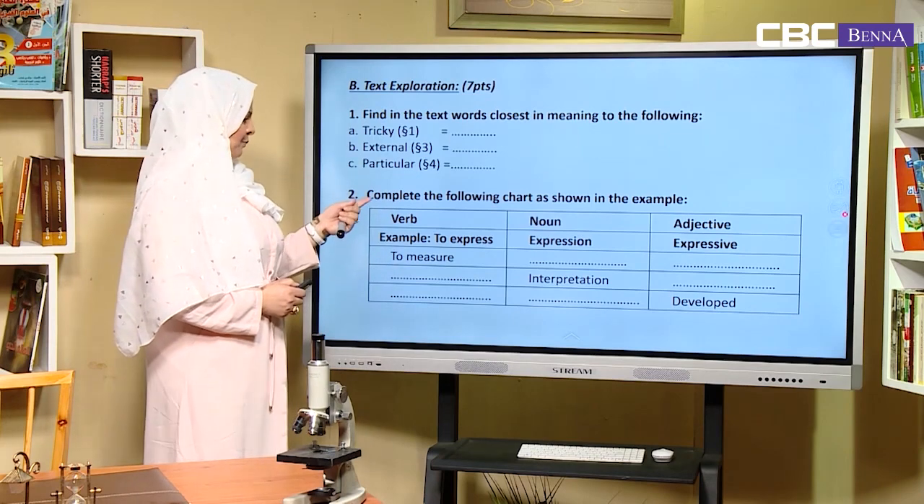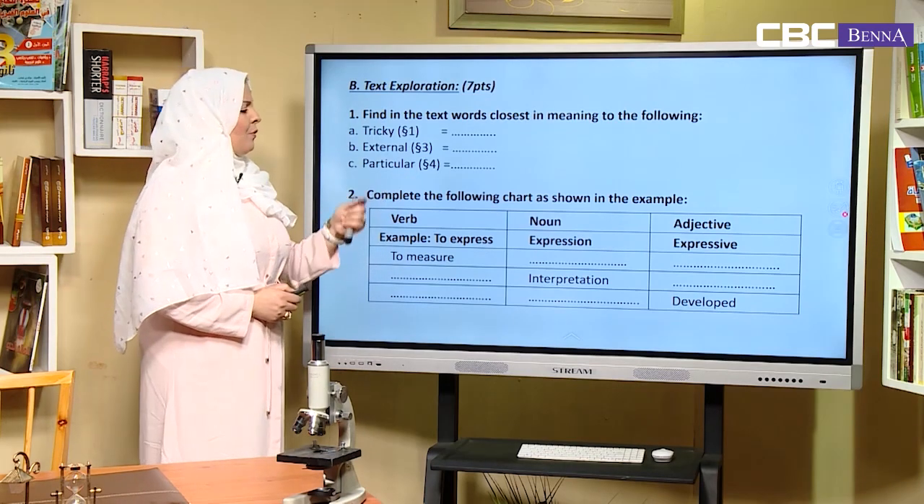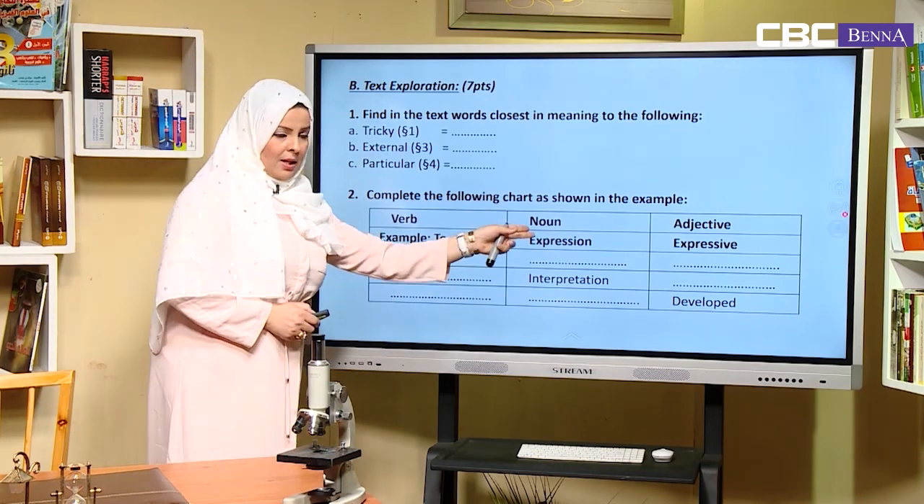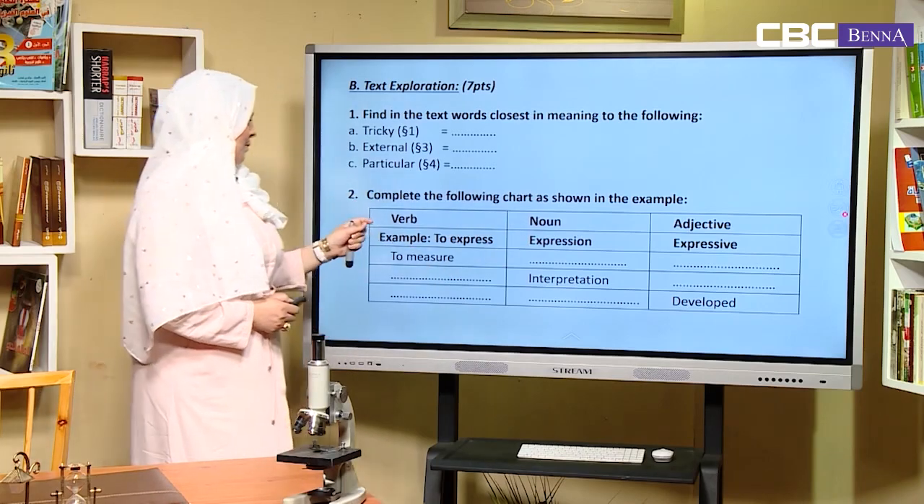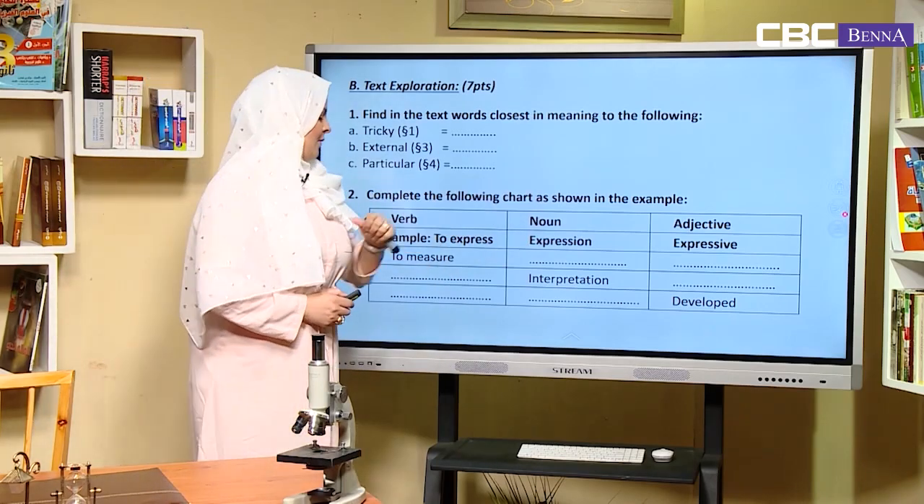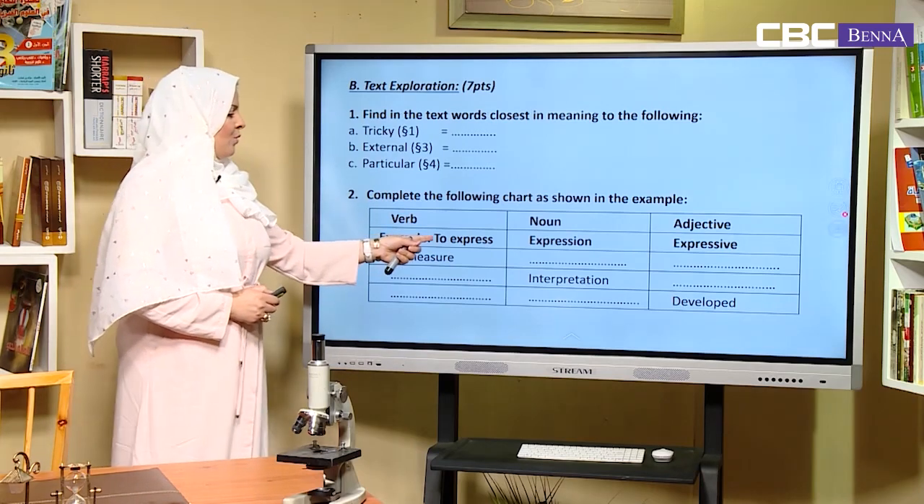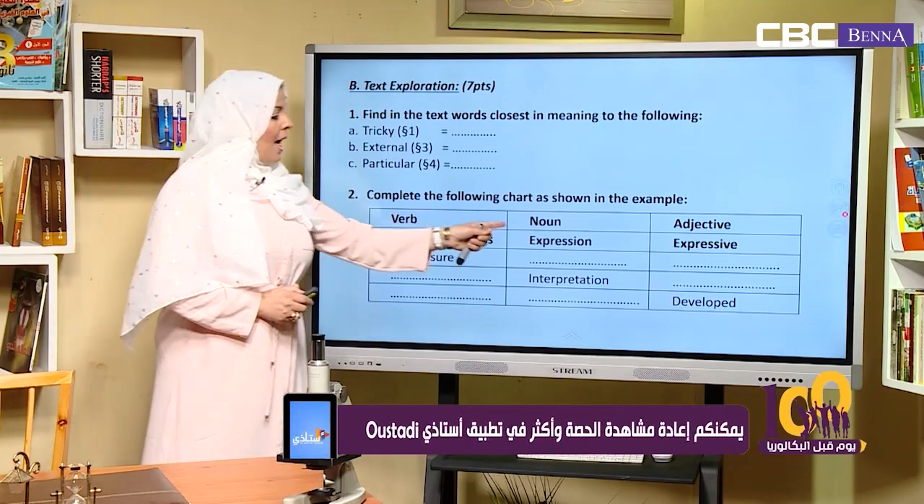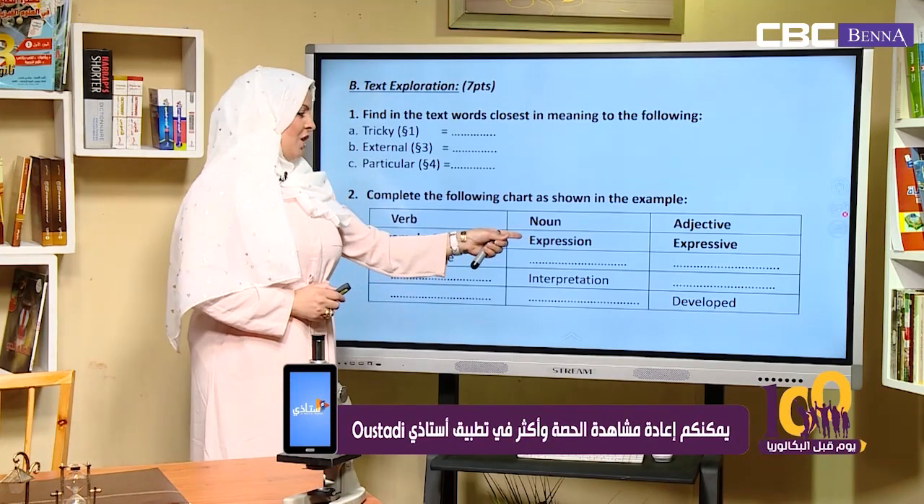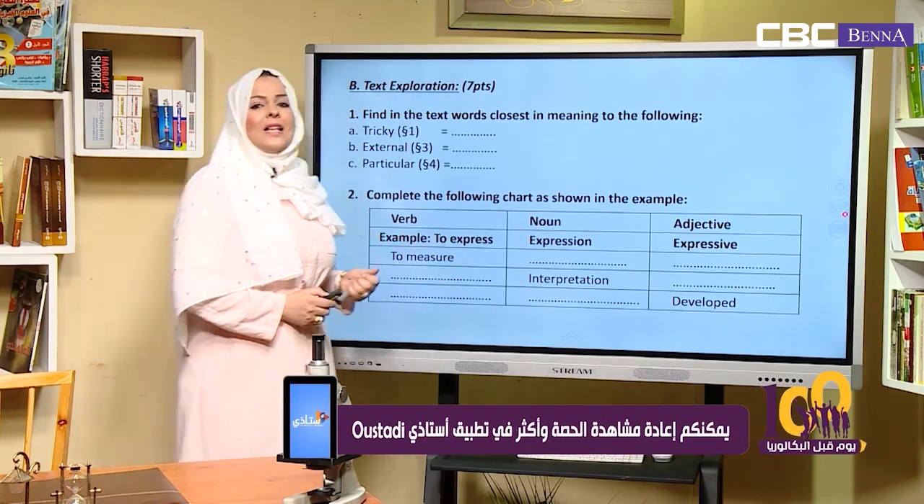You have here: complete the following chart, it means the table here, as shown in the example. You have verbs, nouns, adjectives. Here I give you an example to follow. You have "to express" is the verb. Noun, you say "expression". Adjective is "expressive".